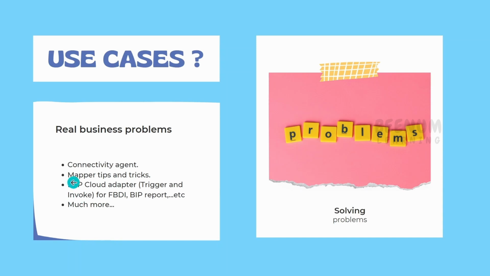We are also going to look at a few mapper tips and tricks, like how we can make use of XPath 2.0 functions and how we can solve complex transformation problems with the help of the integration mapper. We are also going to look at the ERP Cloud adapter and explore a few of the trigger operations as well as the invoke. Basically, how to do data migration with the FBDI approach, how you can import bulk data into your Oracle ERP Cloud with this adapter. We will also look at the concept of BIP reports, exporting bulk data, importing bulk data, and so on.